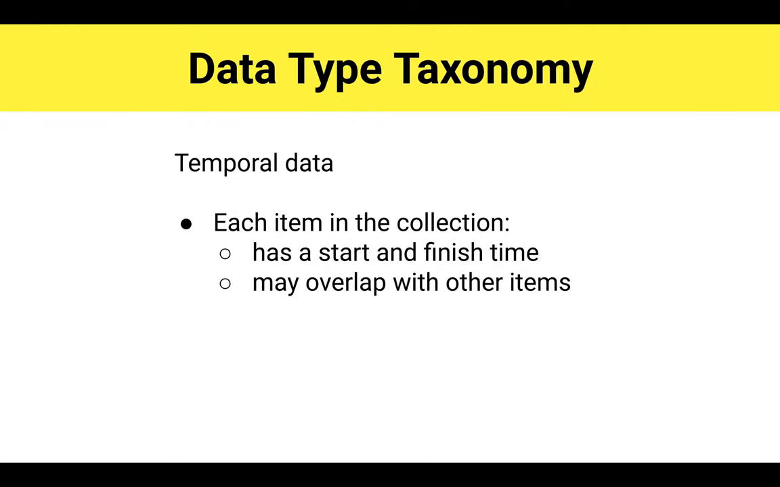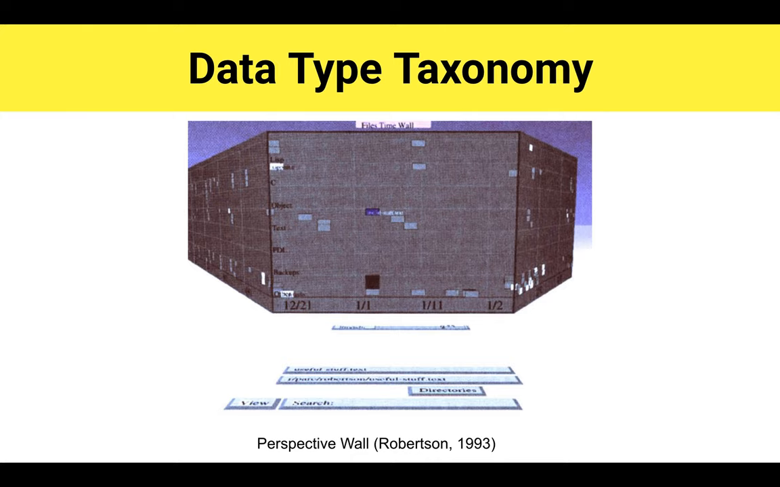Temporal data can be a collection where each item has a start and finish time that may overlap with other items. In 1993, the perspective wall was created to visualize the status of files over time. The vertical position encodes different file formats, and the horizontal position encodes time.